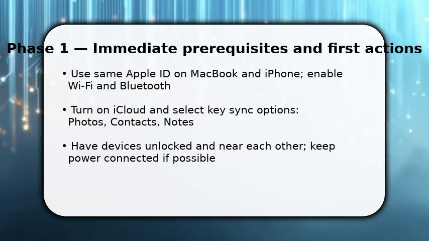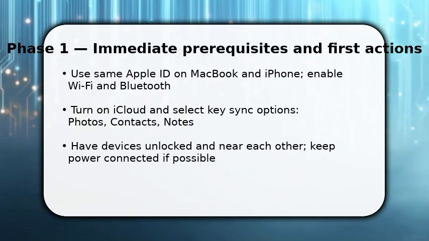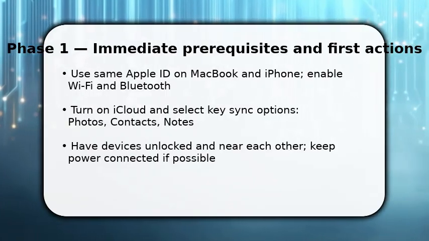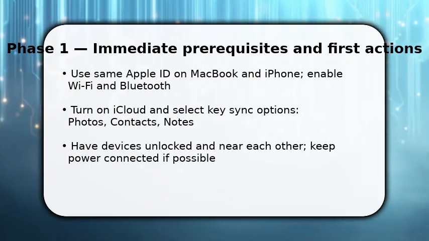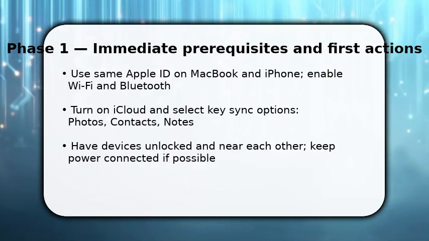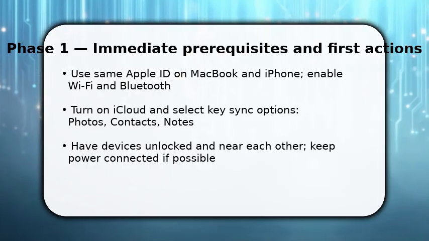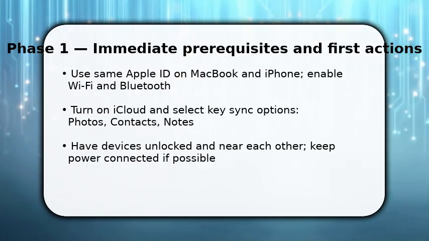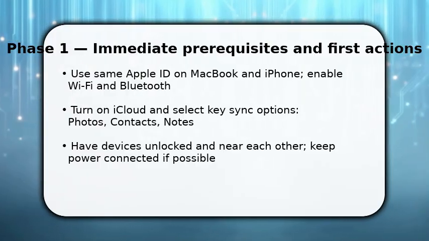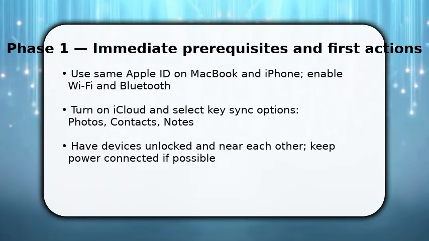You start by confirming essentials. Both devices use the same Apple ID, Bluetooth and Wi-Fi are on, and iCloud is signed in. Open System Settings on the Mac and Settings on the iPhone, then enable the iCloud services you want to sync. Once done, place devices close together and unlock them. Make sure the Mac is discoverable and the iPhone allows pairing prompts. This first action gets the link established, so the system can negotiate secure syncing and permissions automatically.